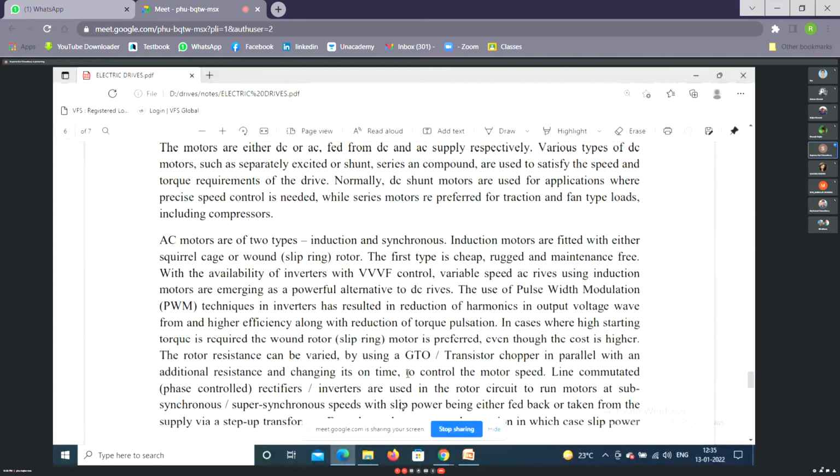However, if a large starting torque is required, in that case, we have to go for wound rotor. The first type, squirrel cage type, is cheap, rugged, and maintenance free, with the availability of inverter with VVVF control. Variable speed AC drives using induction motors are emerging as a powerful alternative to DC drives.